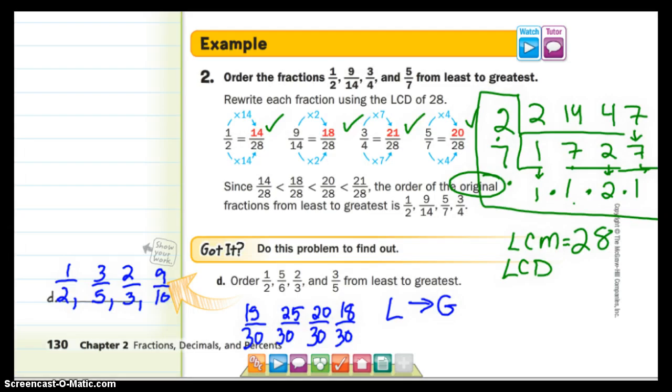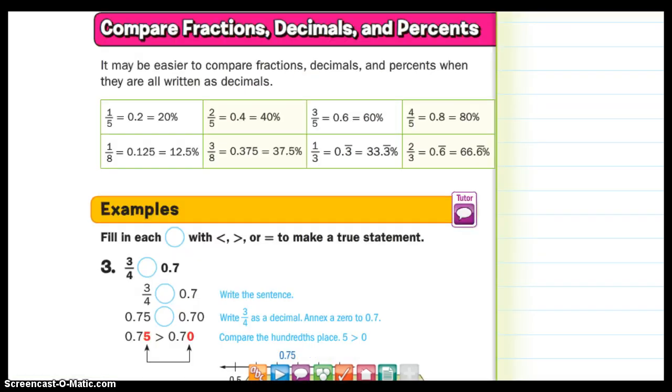Okay, so our common denominator was 30. The order from least to greatest is 1/2, 3/5, 2/3, and 9/10. Turn the page. Alright, when we're comparing fractions, decimals, and percents, you have to get them all into equal form, and it's easiest to put them all in decimal form.